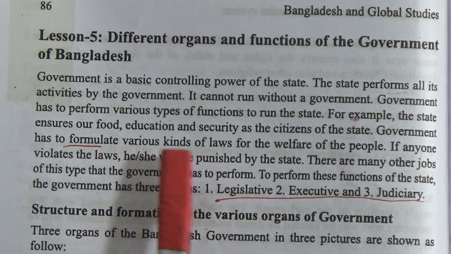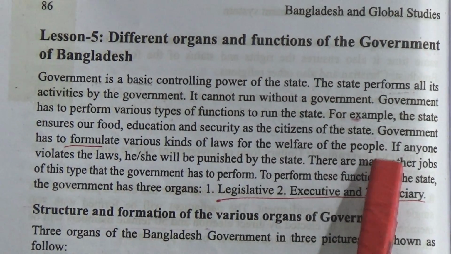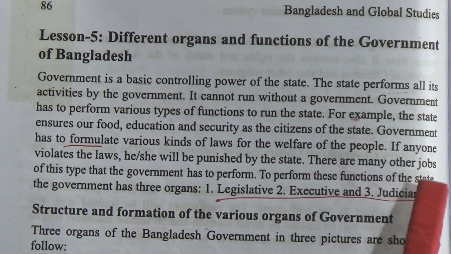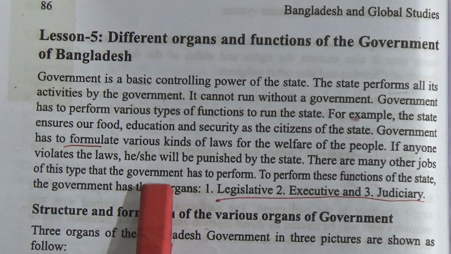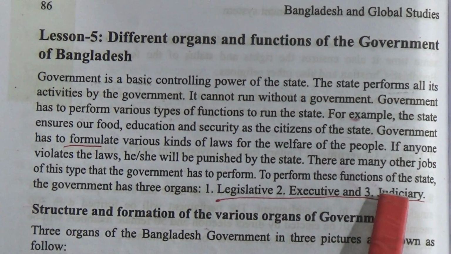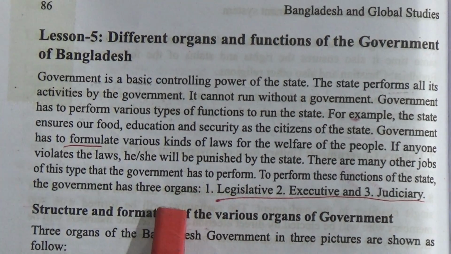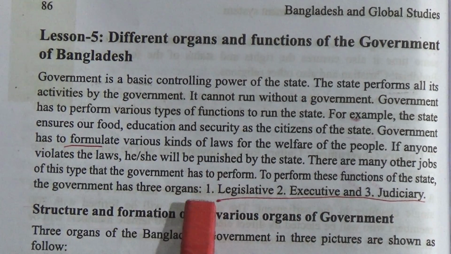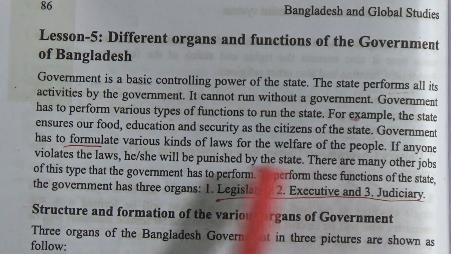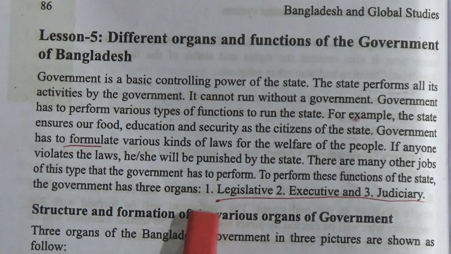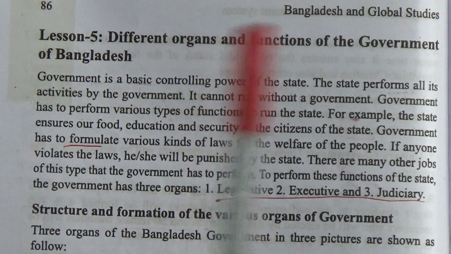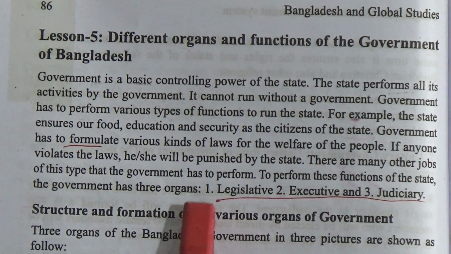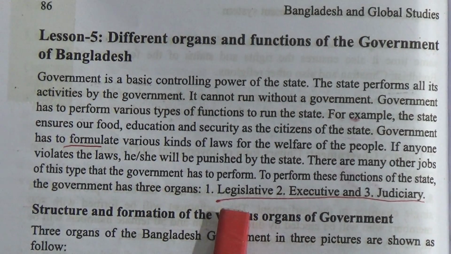Government has to formulate various kinds of laws for the welfare of the people. If anyone violates the laws, he or she will be punished by the state. There are many other jobs of this type that the government has to perform. To perform these functions of the state, the government has three organs: legislative, executive, and judiciary. These are most important for a country. So like other countries, we have three basic organs of our government. Without these three, any government can't perform its duties properly.